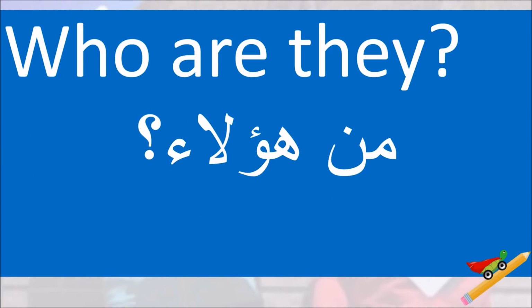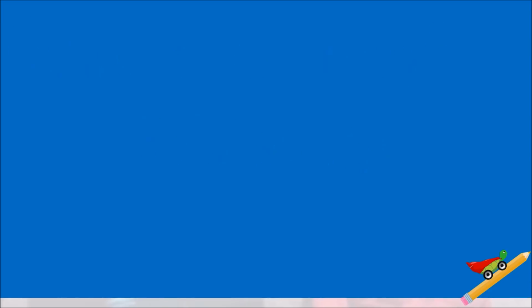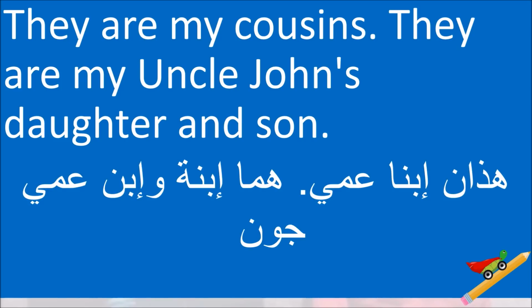Who are they? They are my cousins. They are my Uncle John's daughter and son. Cousin تعني ابن أو ابنة عم أو عمة أو ابن أو ابنة خال أو خالة. Daughter تعني بنت، son تعني ابن.